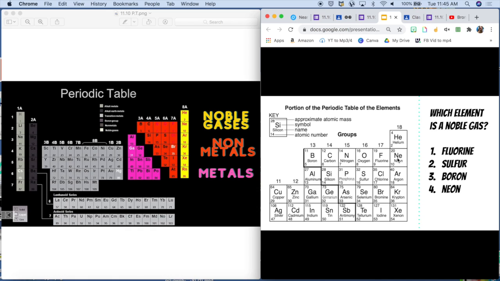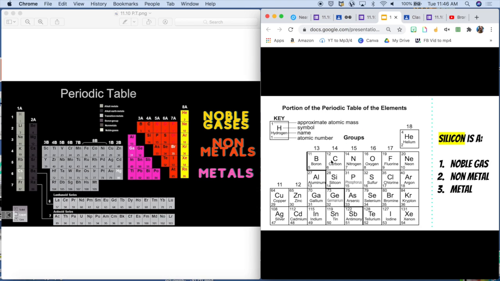We find neon. Oh, look, it's in the furthest right-hand column. And if you need extra help or reassurance, check it out. I go to my key. I see that neon is here. It's in this yellow column, which means it is a noble gas. So the answer would be neon. Let's go to the next one.